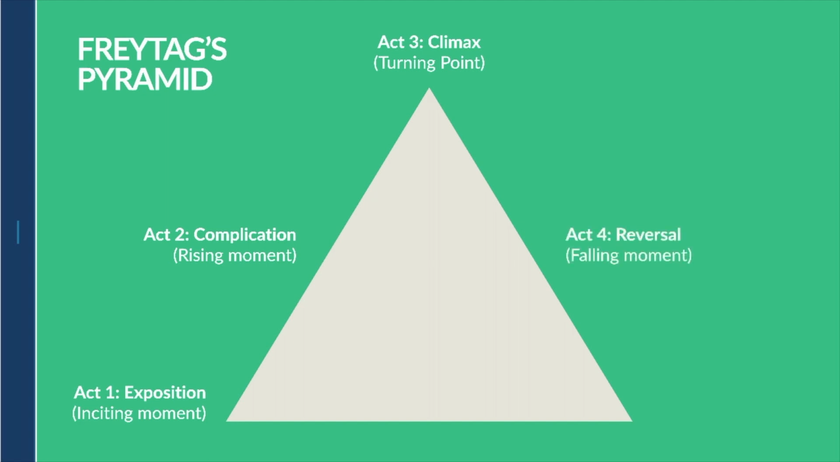Then we have the reversal, or the falling action, where the protagonist takes action to start solving the problem. And finally, we have the denouement, the moment of release where the protagonist solves the problem or conflict, and there's a sigh of relief from the climax.